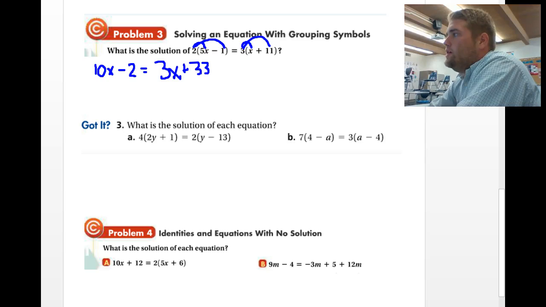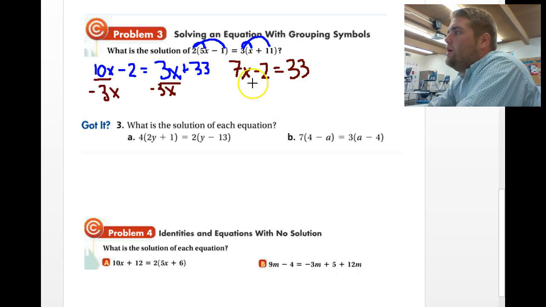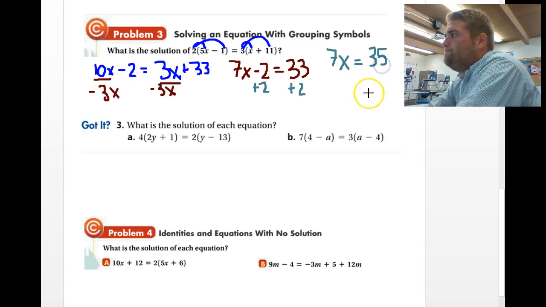Now what we're going to do is pick a fancy color. I have 10x here and 3x here, so I'm going to subtract 3x. So I have 7x minus 2 equals 33. Now once again, my goal is to get x by itself, so I am going to add 2, so I get 7x equals 35.